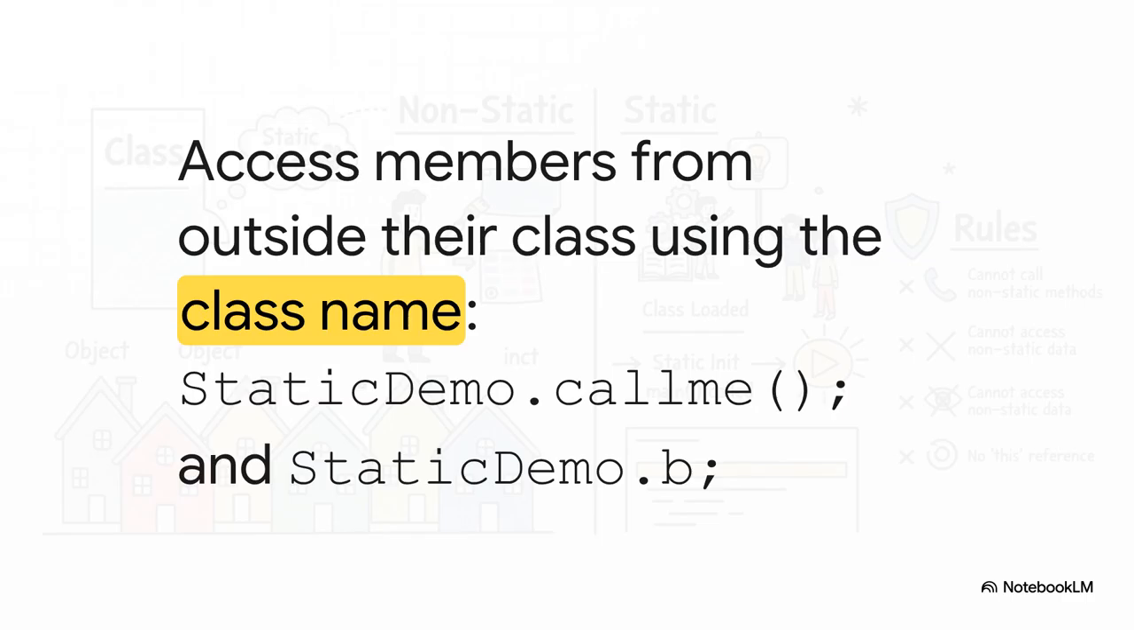And here's a perfect example in the code. Let's say we have a class called StaticDemo. It's got a static method callMe and a static variable b. Now, from a totally separate part of our program, we can just write StaticDemo.callMe and StaticDemo.b. We didn't have to write new StaticDemo anywhere. It's clean, it's direct, and it's awesome for creating little utility functions that you need all over the place.